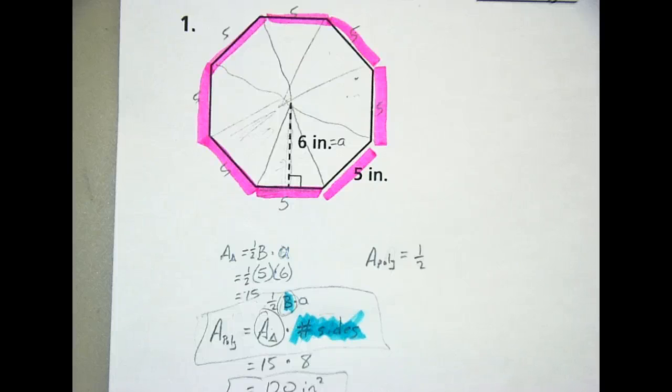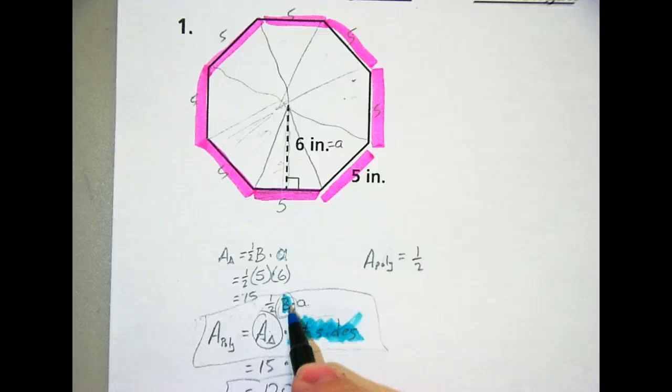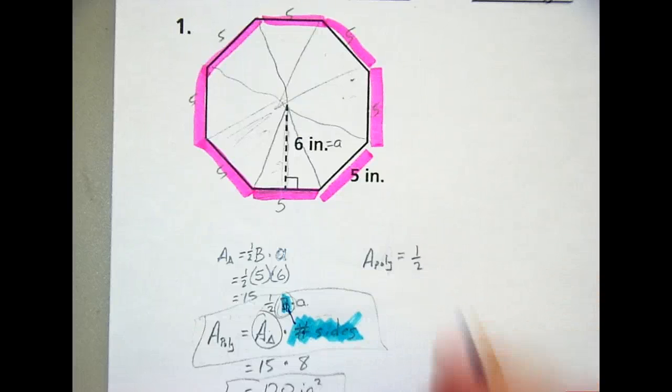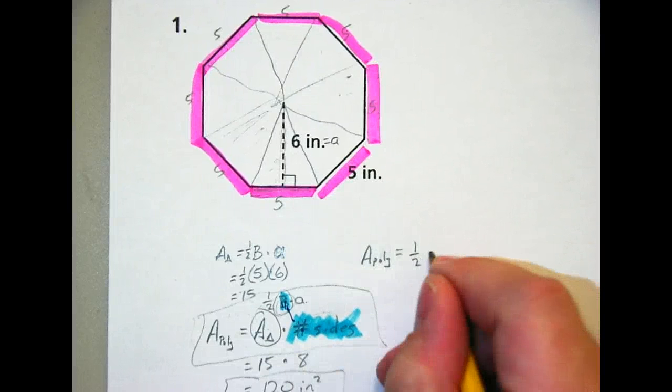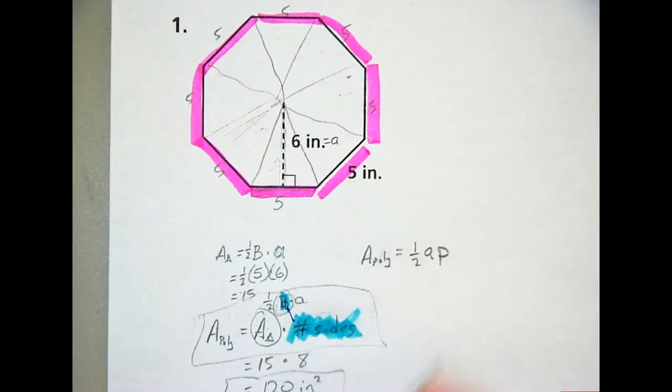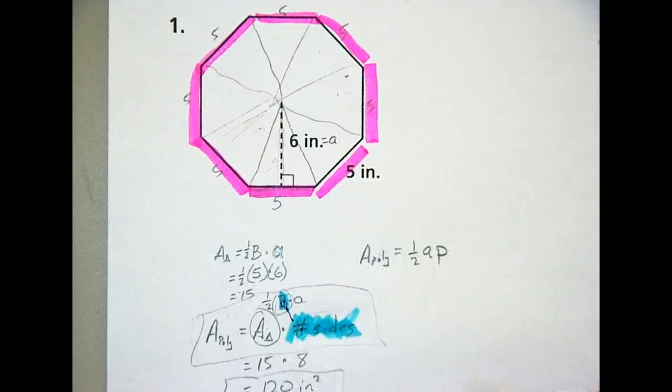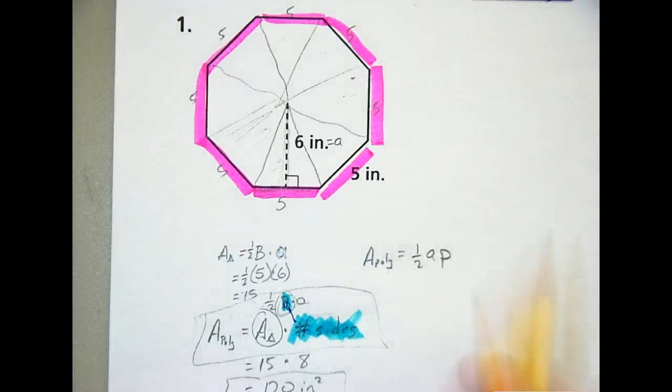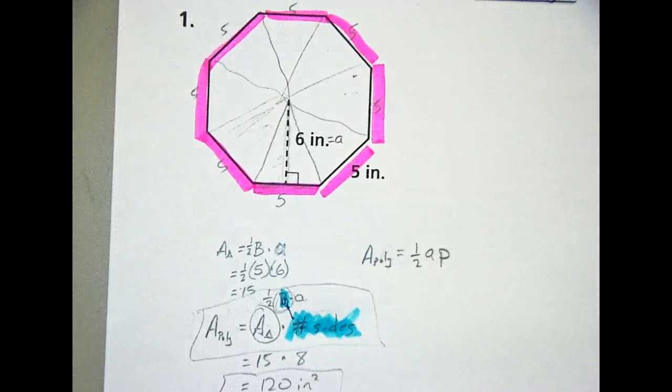Okay, so if we have our 1/2 A, and when we put these two pieces together, we actually have what's called perimeter. So 1/2 A, which is apothem, times our perimeter should give us the area of the polygon. Now that's trying to generalize it. We call that 1/2 AP. Okay, well let's try that.